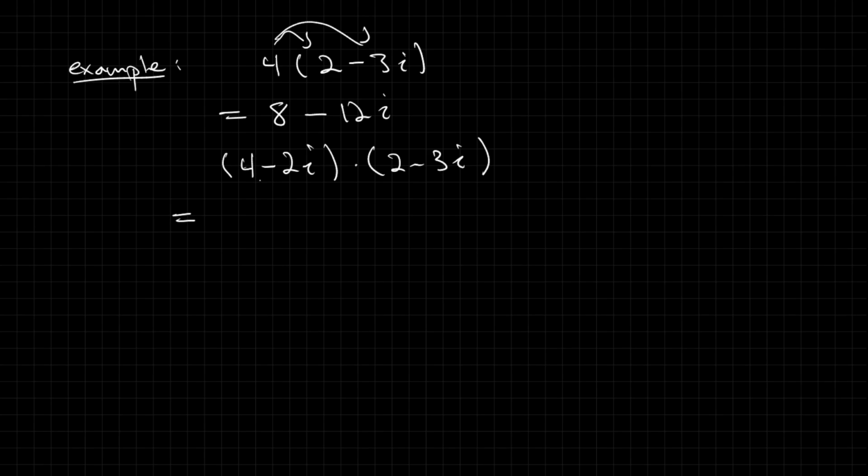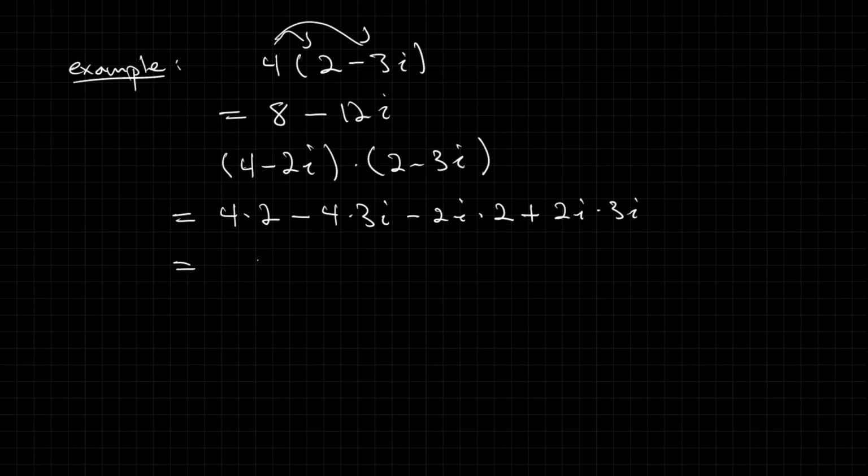So we'll start with the first. The first terms are 4 times 2. The outside terms, that's going to be 4 times 3i with a negative, so I'll bring that negative out front. Then we have negative 2i times 2, and then we have negative 2i times negative 3i. Now a negative times a negative will give me a positive, so plus 2i times 3i.